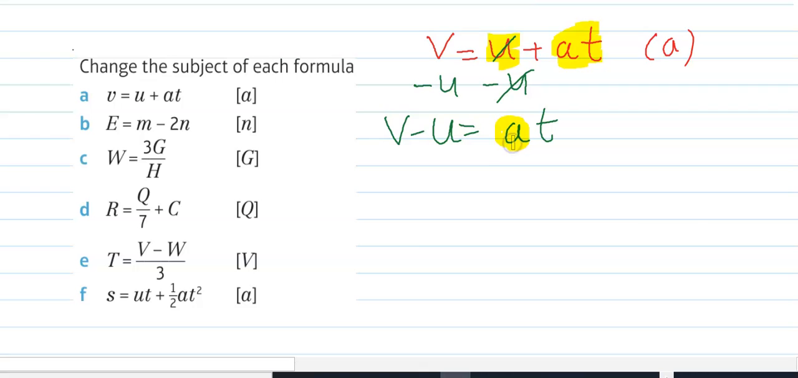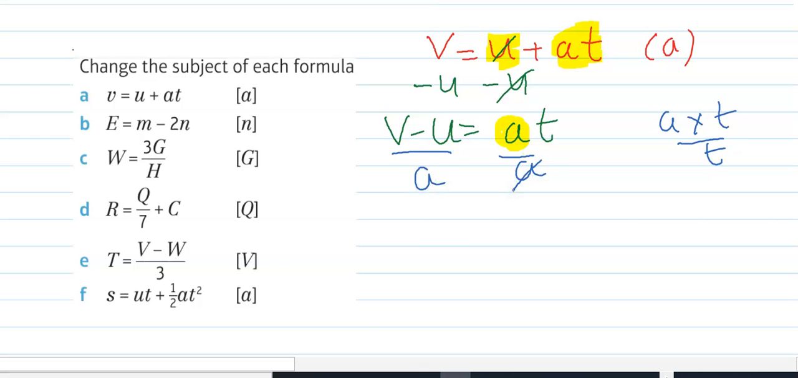With A, what is the extra letter here? T. How can we get rid of T? Divide by T, not minus. Why? Because it is with A and T, it means there is a multiplication sign, and we follow the reverse process. If it is multiplication, then we'll divide. If it is positive, then we can minus it. Okay?